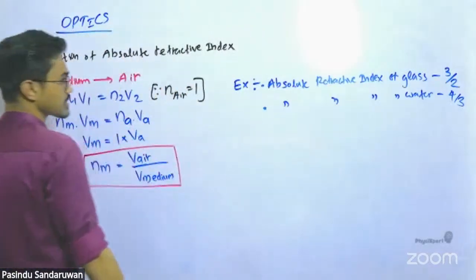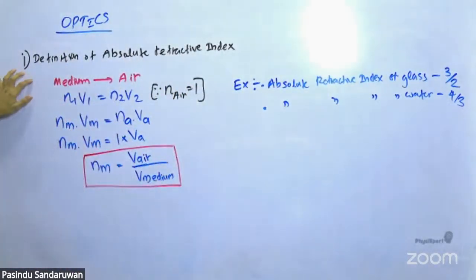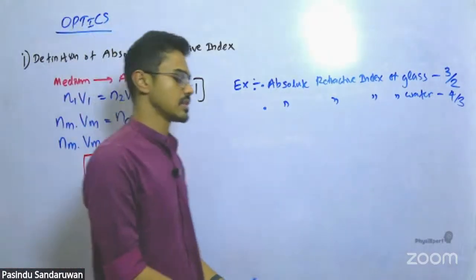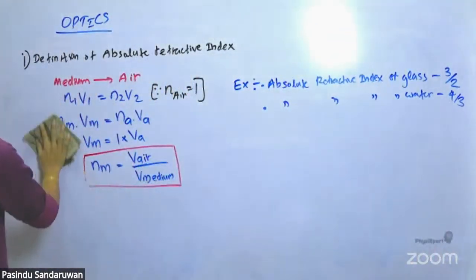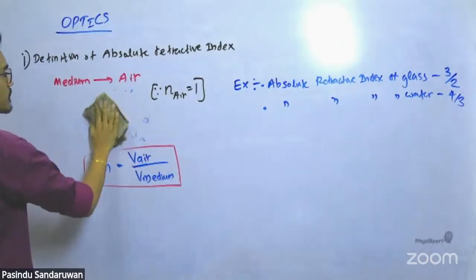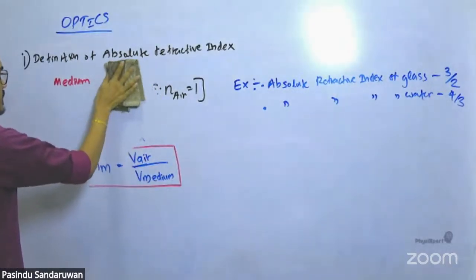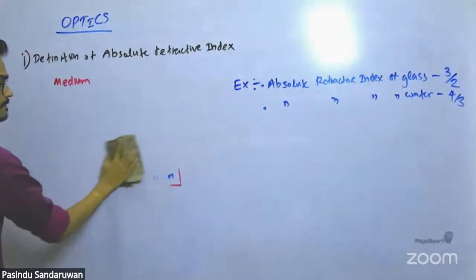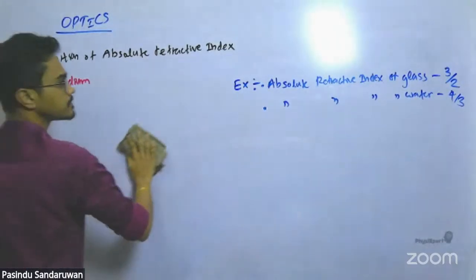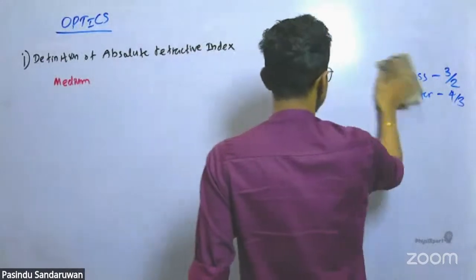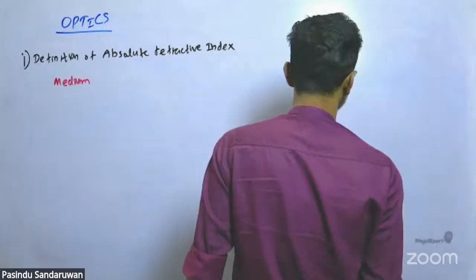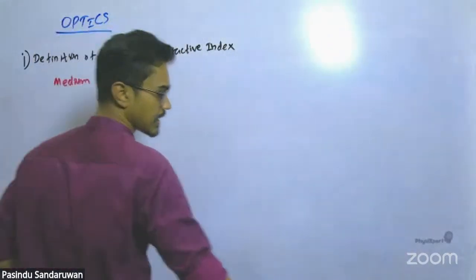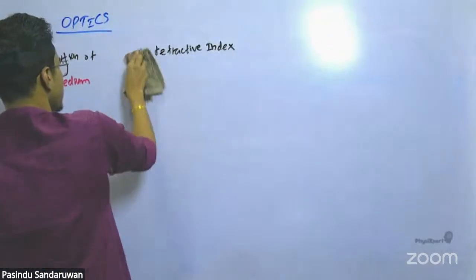Okay, then as number 2, write down number 2: definition of relative refractive index.